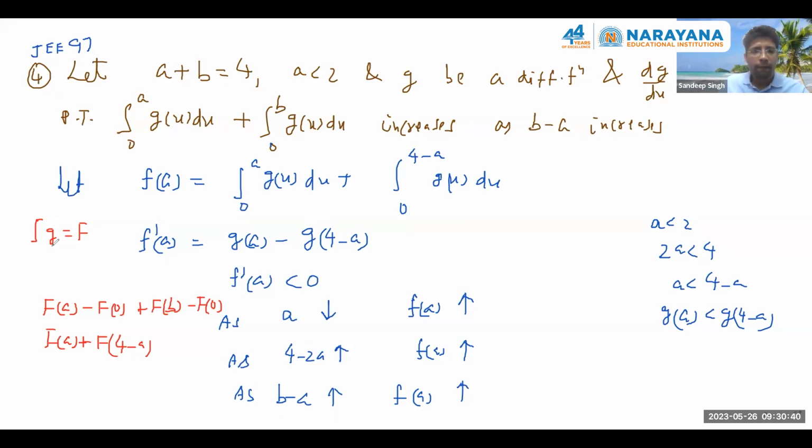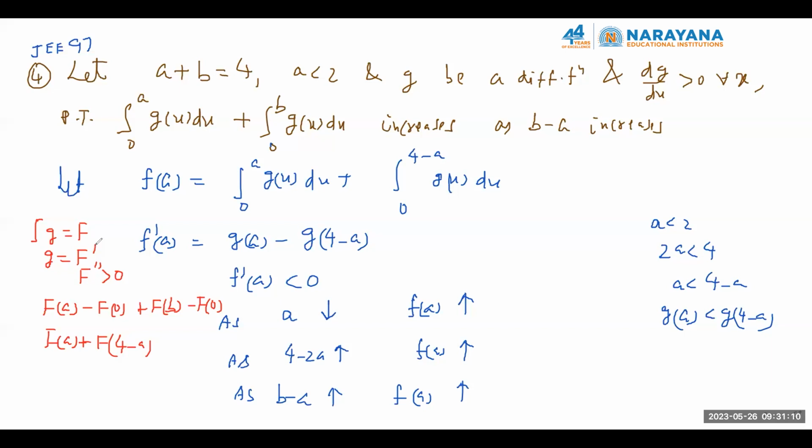Why? Because g is increasing and it's a continuous function. Basically, g is f dash here. No, g is increasing means f double dash is positive. So how will you say that f also increases? G is increasing means its derivative is positive. That means f dash increases, not f increases, because g is f dash. Okay, sir.